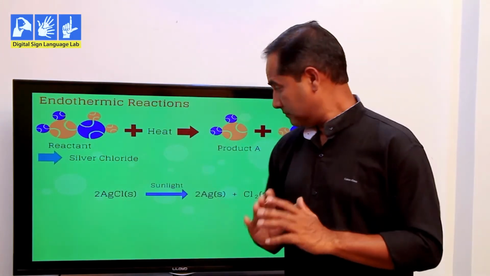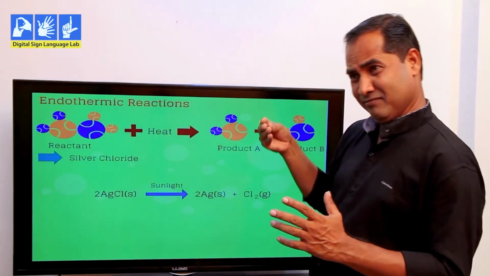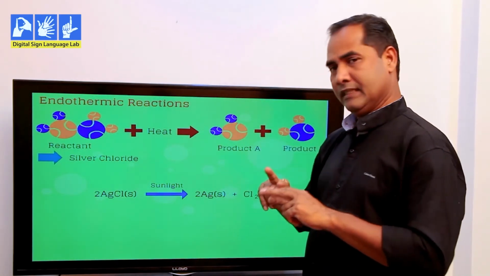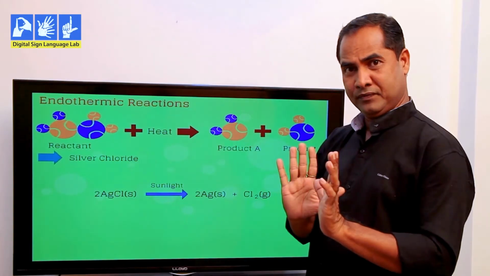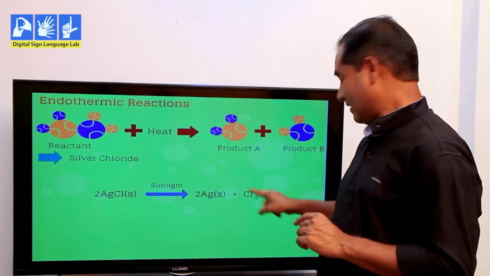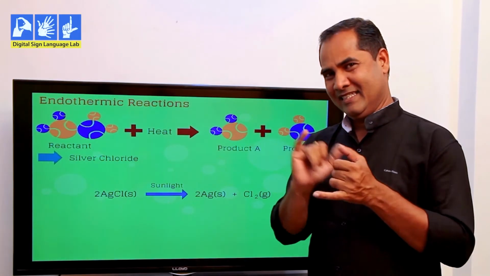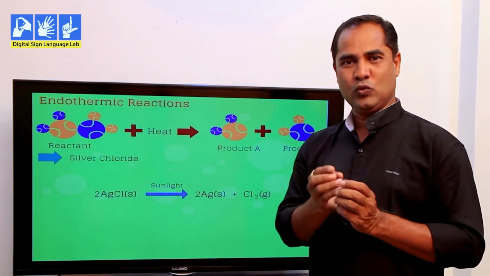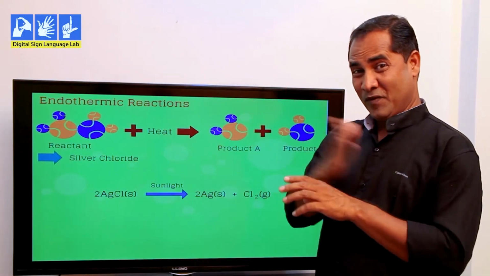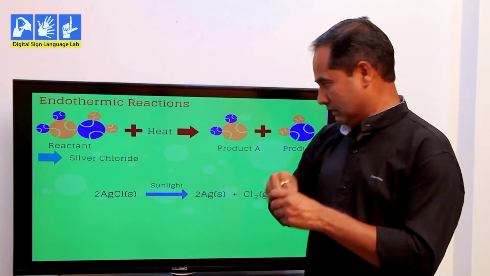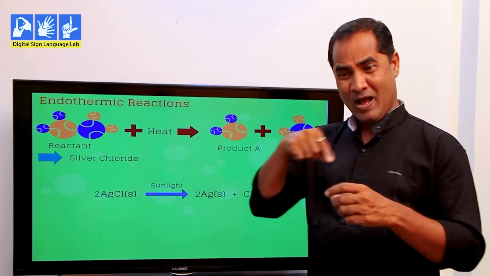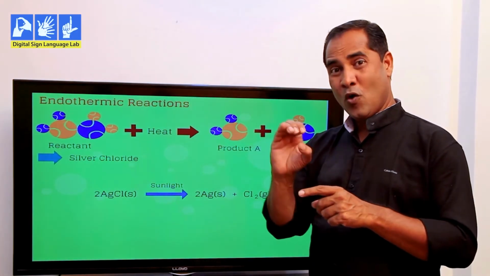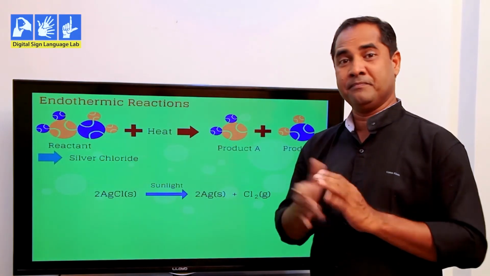So silver chloride is AgCl. When you provide sunlight, it would break down into silver, and chlorine gas is emitted. Also, there is a color change. So before it was only silver chloride. After you provide sunlight, it breaks into silver and chlorine gas.